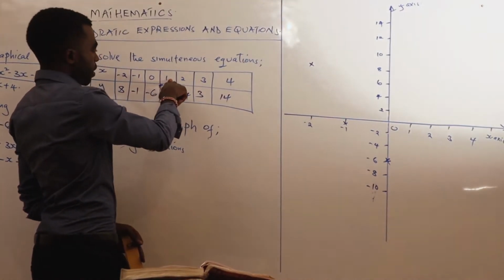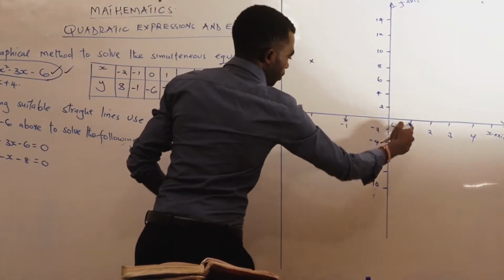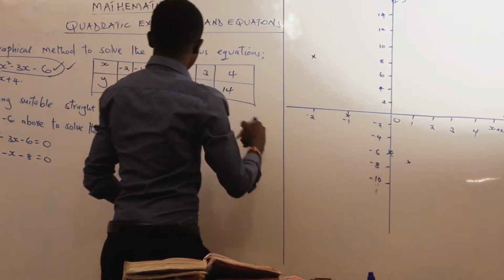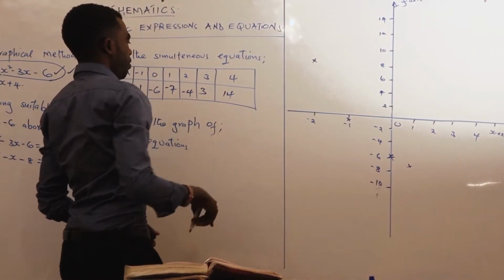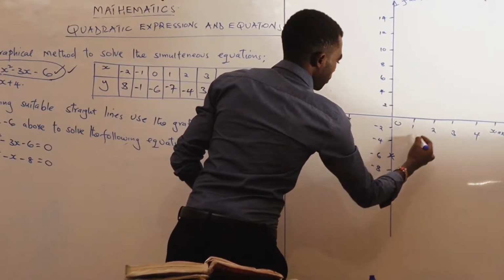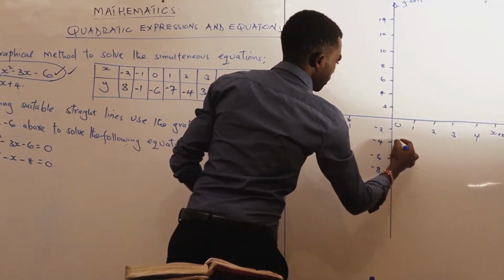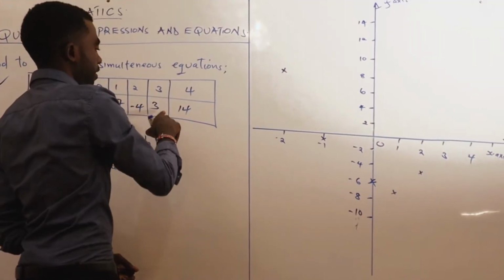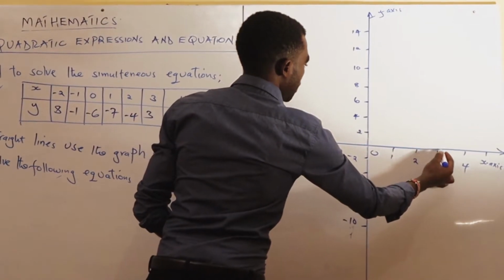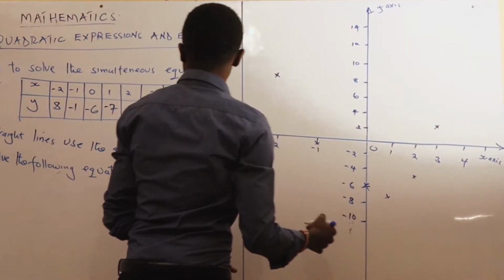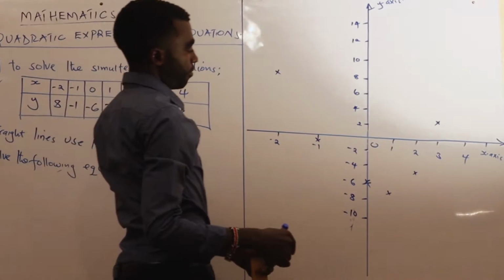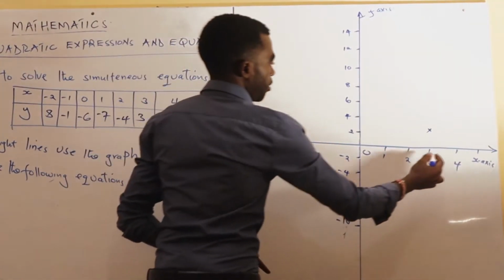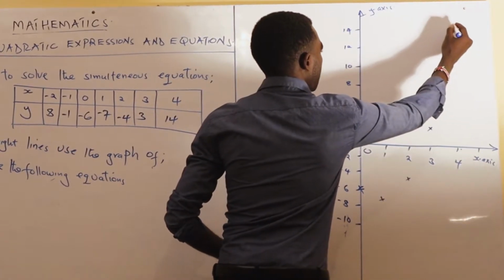At 1, when x is 1, y is negative 7. Negative 7, it will be there. When x is 2, the value of y is negative 4. So 2, negative 4, that is there. Then when x is 3, the value of y is 3. 3 and 3, somewhere there. Then finally, when the value of x is 4, the value of y is 14. 4 and 14, somewhere there.